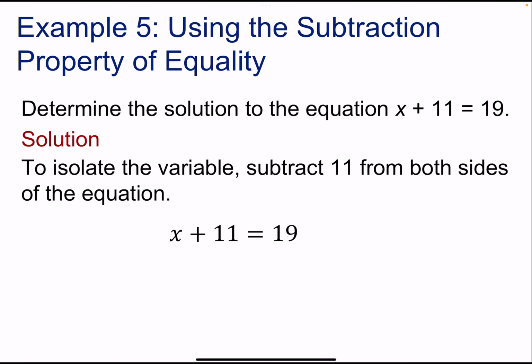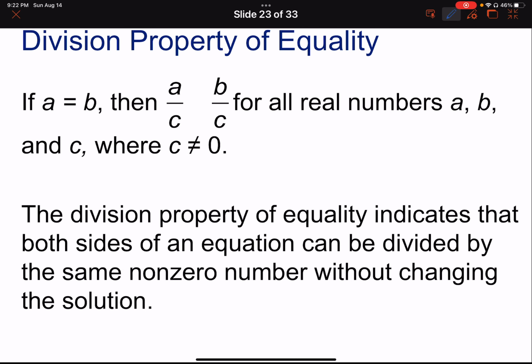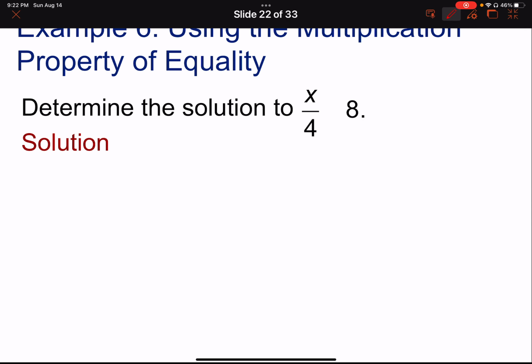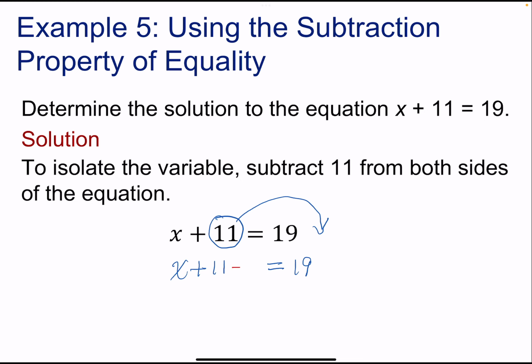So let's see, x plus 11 equals 19. Again, we have 11 on the left-hand side. We need to move it to the right-hand side. Well, here what we're going to do is the following. I'm going to subtract 11 from both sides. This won't change the solution.